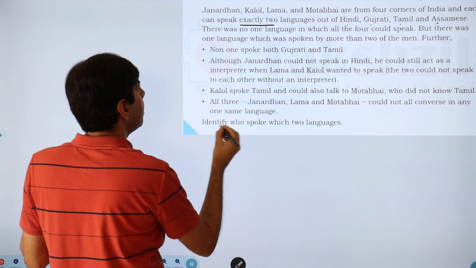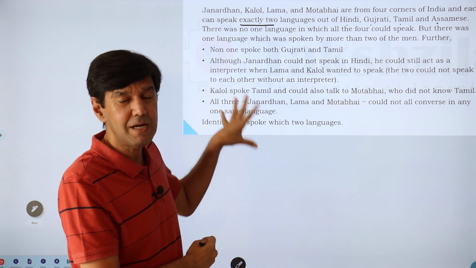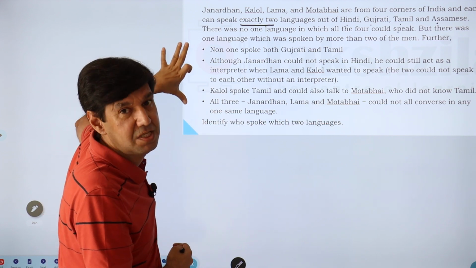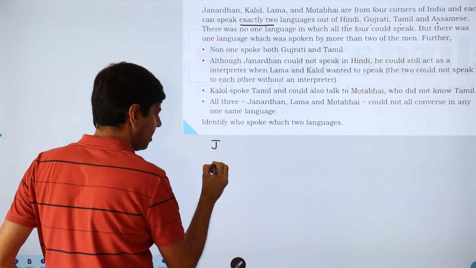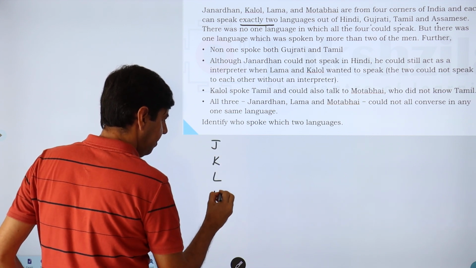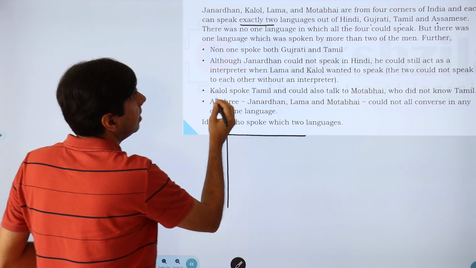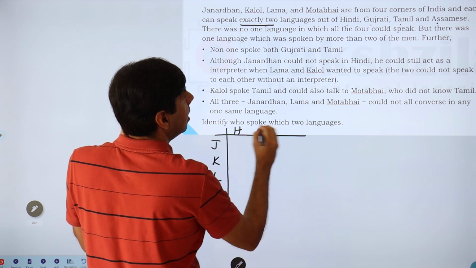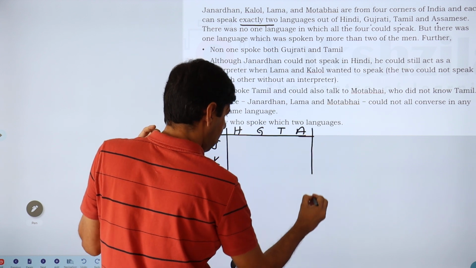So let's start by making them, and that is what these sets are. They're not so difficult that you have to worry about how to represent the set. But the learning is how you use these clues. So there's J, K, L, M. A simple, small grid should be enough. The languages are Hindi, Gujarati, Tamil, Assamese. And what else do we have?